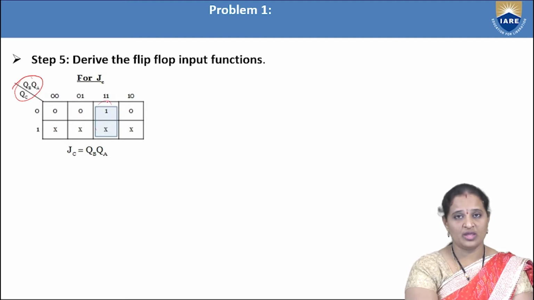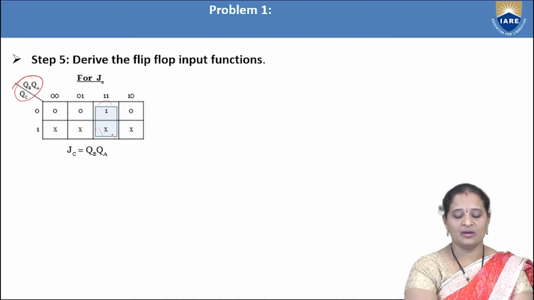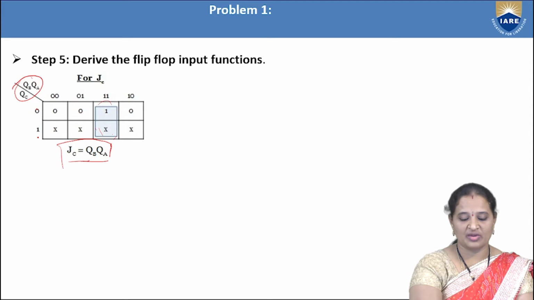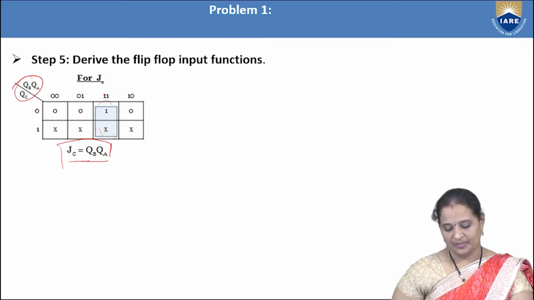As you all know, it is not mandatory to cover all the don't cares. We only need to form the groups such that the ones are covered. So I can form a pair here, and I can write down the equation for JC as QB QA, because for this pair the QC value is varying. So we eliminate QC, and the QB, QA values are common. So that is equal to QB QA.